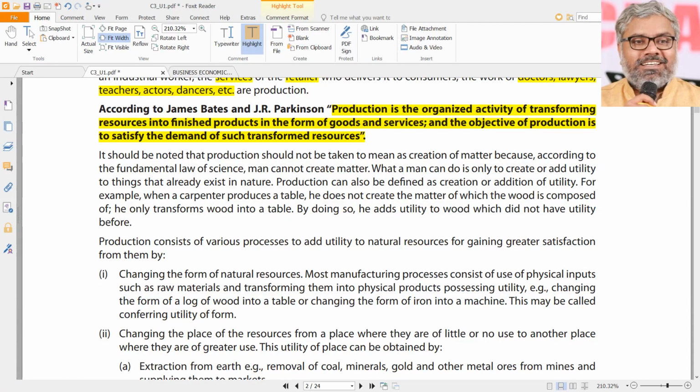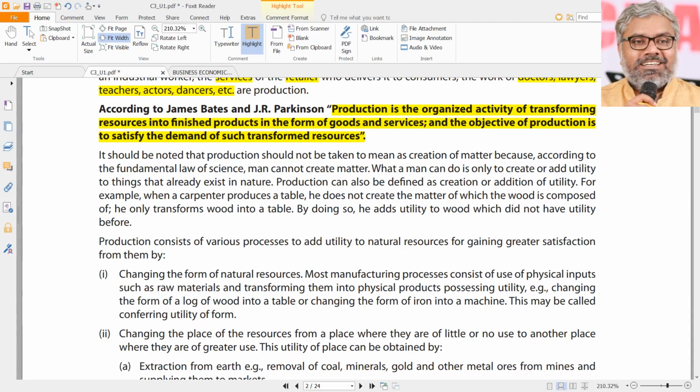Some are English people, they will play with the words and try to bring in as much meaning as possible in a shorter sentence with more words. Like that they do. So what is production? Simple. It is the organized activity of transforming the resources into finished products. And what are the finished products? They could be in the form of goods and services. And the objective of production is to satisfy the demand for such transformed resources.